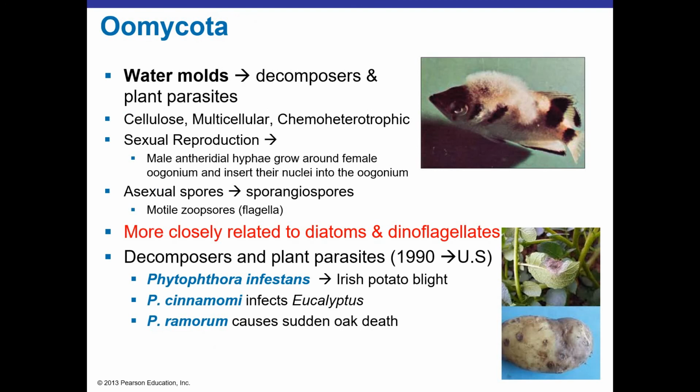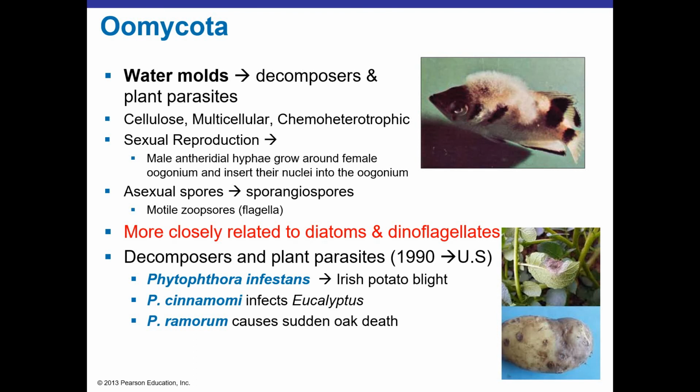The Oomycota are what are referred to as water molds. These are decomposers and plant parasites. Here you see a fish that has developed what people refer to as ich. The organisms have both sexual reproduction and asexual reproduction. The asexual spores are interesting because they actually are going to have the release of these motile zoospores that have flagella.